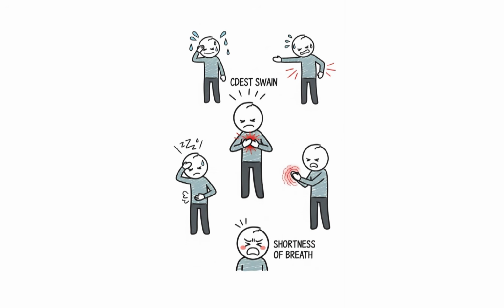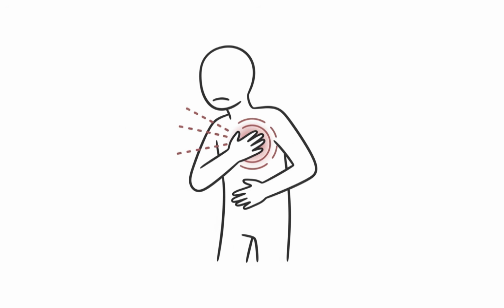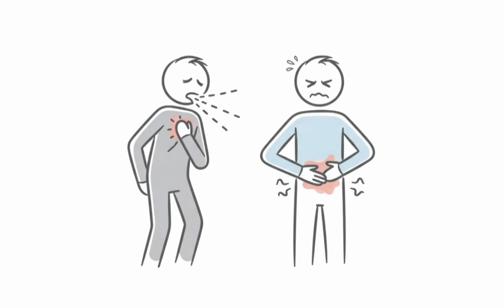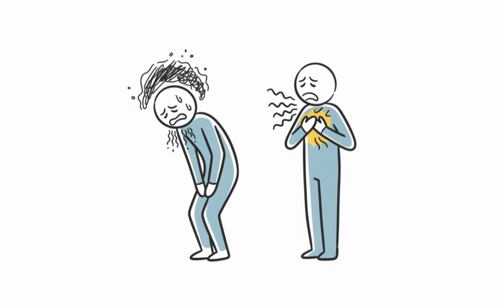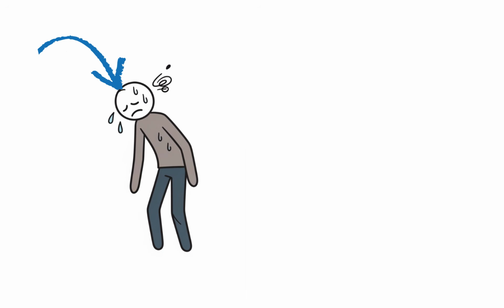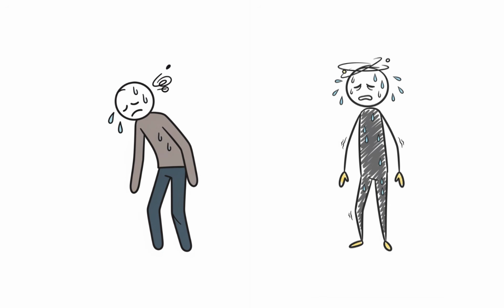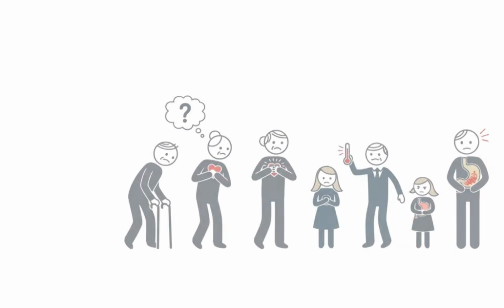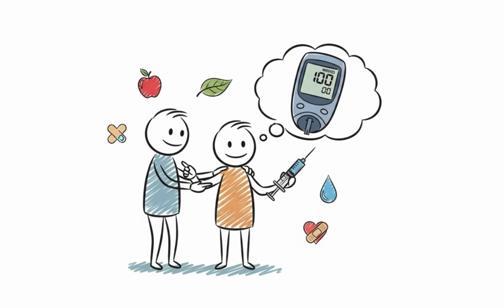Symptoms of a heart attack vary, but often include chest pain or pressure that may spread to the arms, neck, jaw, or back. Other symptoms can include shortness of breath, nausea, sweating, dizziness, and extreme fatigue. Some heart attacks occur with mild or unusual symptoms, particularly in older adults and people with diabetes.